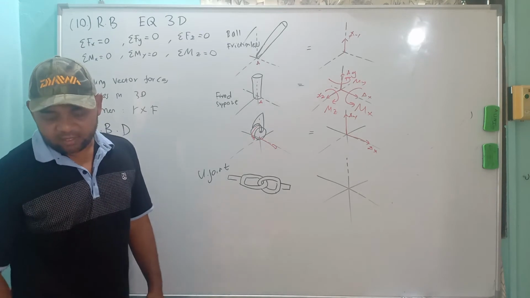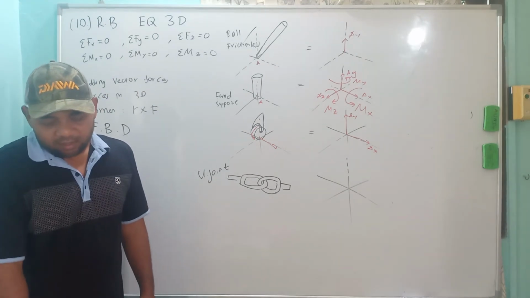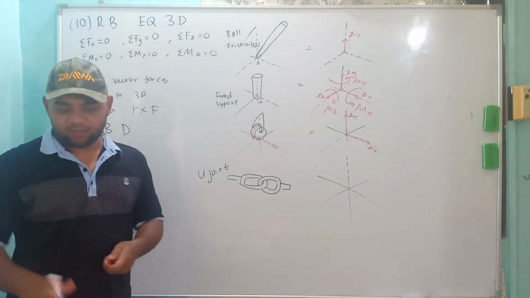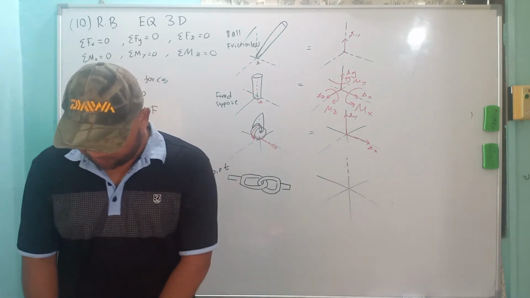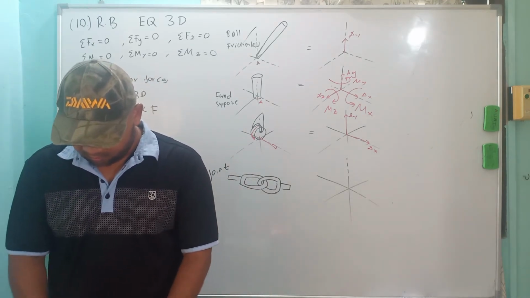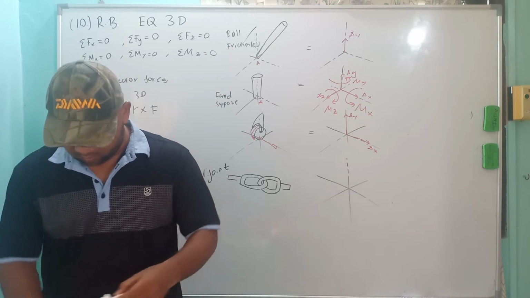The next one is the universal joint. Maybe I have another universal joint with this one.